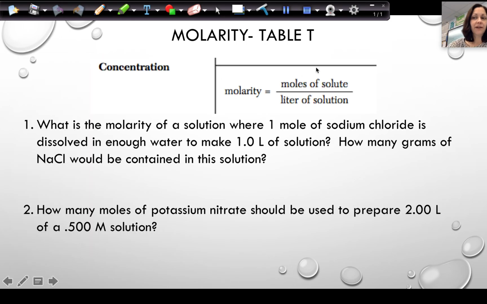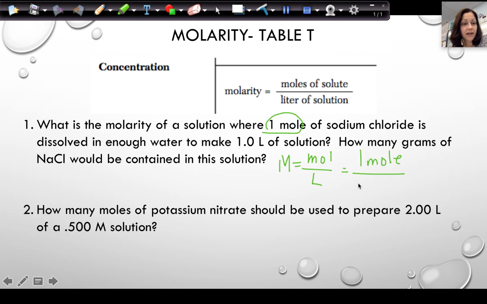When we talk about molarity, molarity is a way of finding concentration, and this is on Table T. Molarity is moles of solute over liters of solution. So we're going to write big M equals moles over liters. They want to know the molarity where 1 mole of sodium chloride is dissolved in 1 liter of solution, and that would be 1 molar.